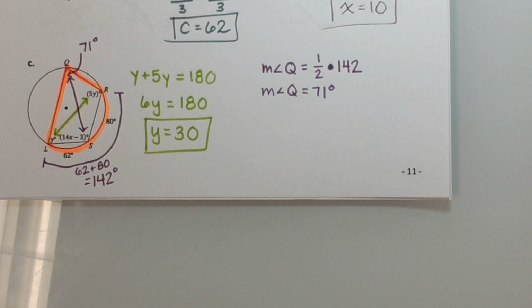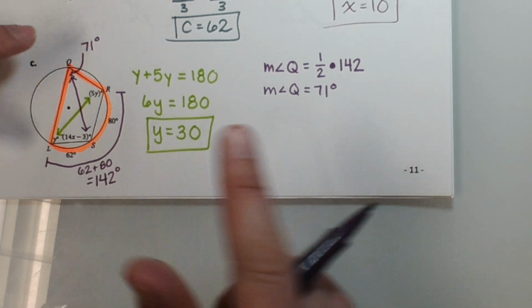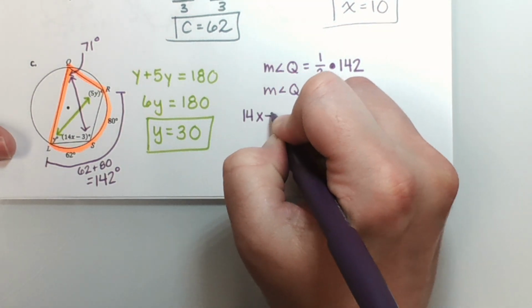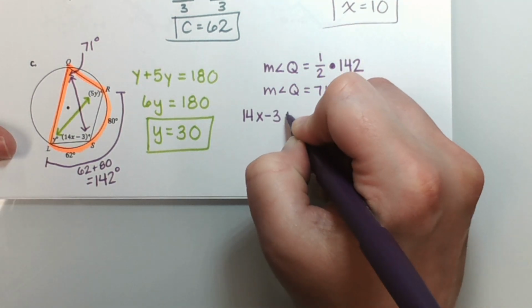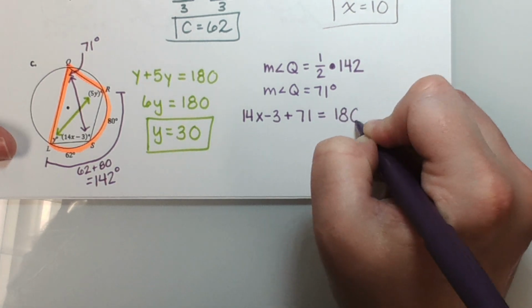Is that what I was trying to solve for in the grand scheme? No. In the grand scheme, no. I'm solving for x and I'm solving for y. Already got y, looking for x. But now I know what the opposite angle of this one is. So now I can use the fact that opposite angles of a quadrilateral add up to 180.